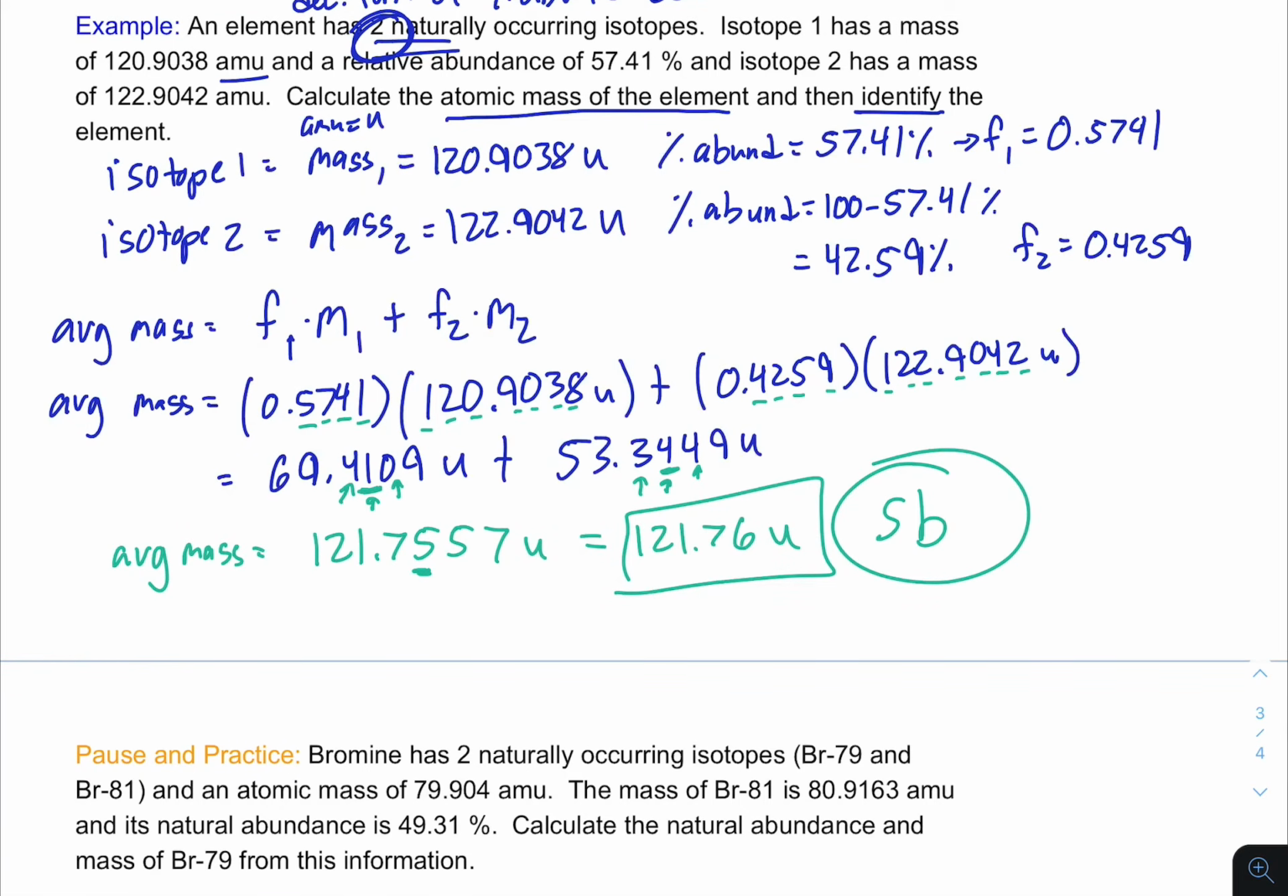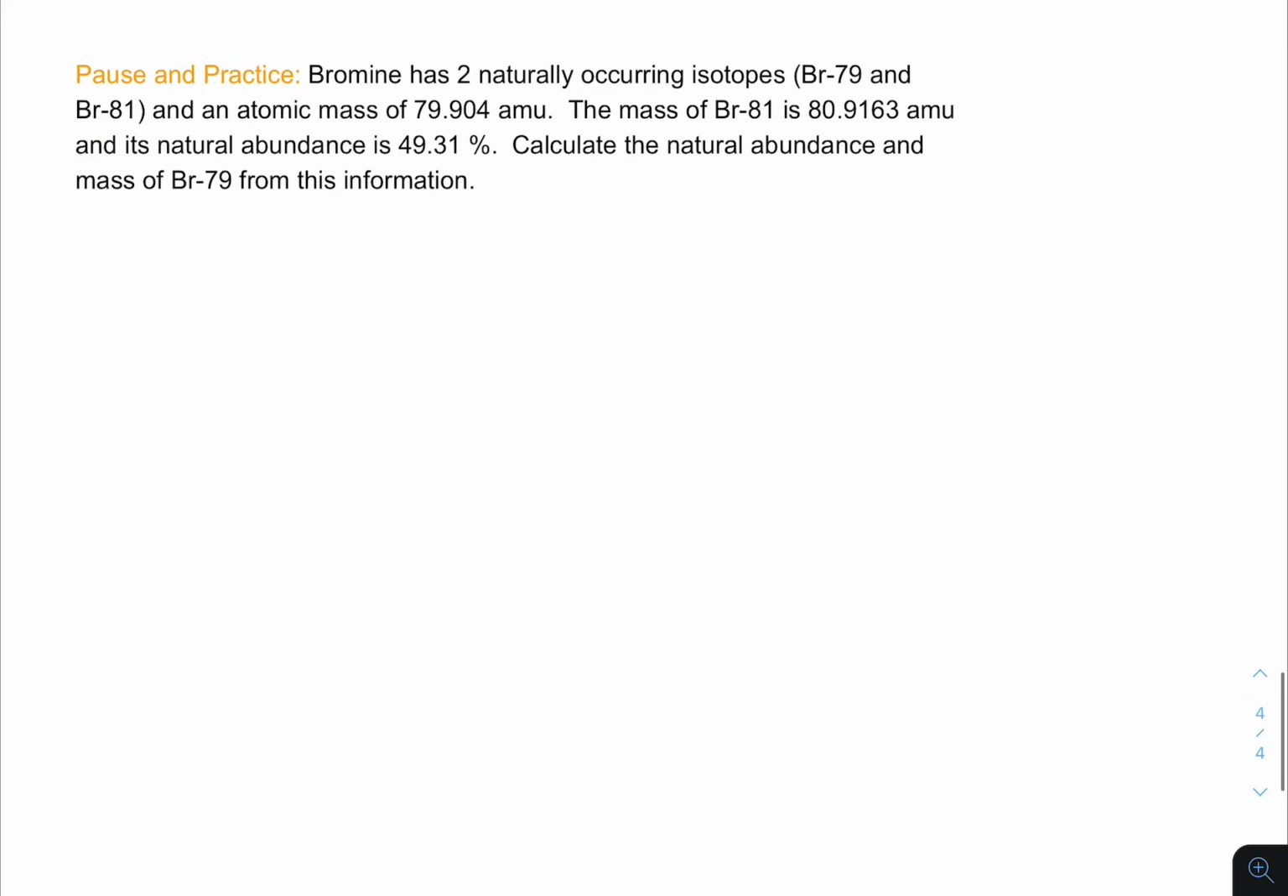Now that we've worked through one on our own together, what I'd like for you to do is pause and practice on your own. Okay, so I'm going to read this, and then you pause and try to do this one on your own. Bromine has 2 naturally occurring isotopes, bromine 79 and bromine 81, and an average atomic mass of 79.904. That's our average for those 2 isotopes. The mass of bromine 81 is 80.9163. The natural abundance of that isotope is 49.31. From this information, calculate the natural abundance of isotope 79 and the mass of isotope 79. Why don't you go ahead and pause the video and do this one on your own.